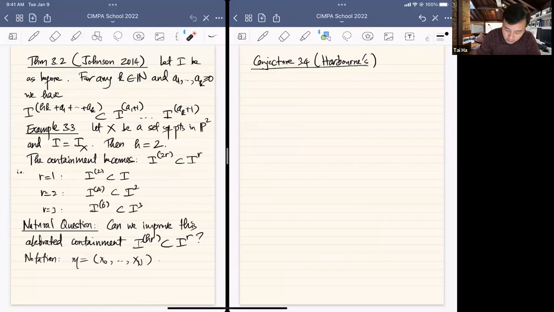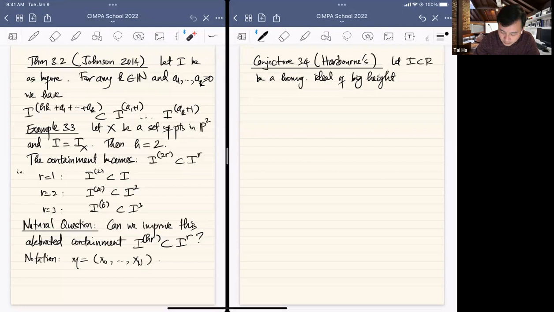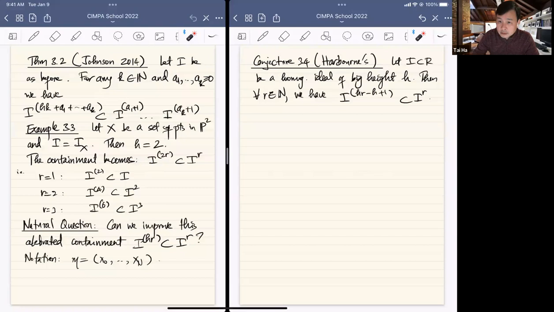And Harbourne's conjecture says that, again, I'm going to focus on homogeneous ideals, as we are now back in polynomial rings, and that's what people in geometry are mostly interested in. Let I be a homogeneous ideal of big height h, then for all r being positive integers, we have I to the (hr minus h plus 1) symbolic is contained in I to the r. So Harbourne basically conjectured that we can drop the power on the left-hand side by h minus 1. Now it's very easy to come up with examples where, without this plus 1, the containment fails. So this plus 1, if it's possible to prove, would be the best that one can hope for.